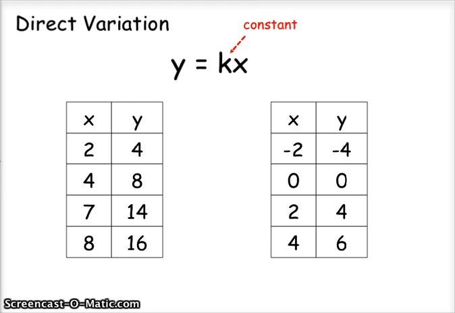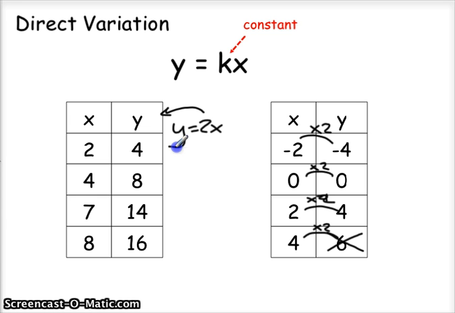A few more quick examples. The second one over here, we just did this when we already said it was y equals 2x. This one over here, we're going to look for another pattern. From -2 to -4, we'll notice that, hey, we're multiplying by 2 again. 0 times 2 would be 0 still. 2 times 2 is going to be 4. And then 4 times 2 is 8. So this is not following the pattern, in which case this is not a direct variation. So again, we're looking for that constant term.